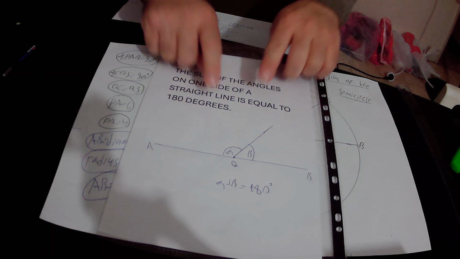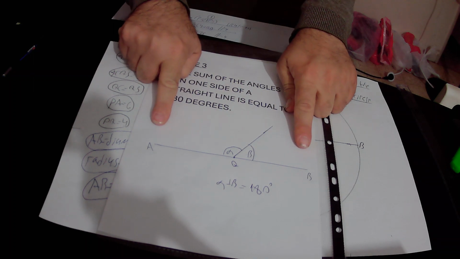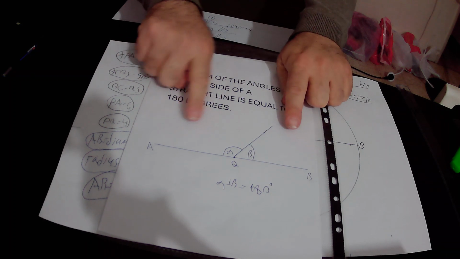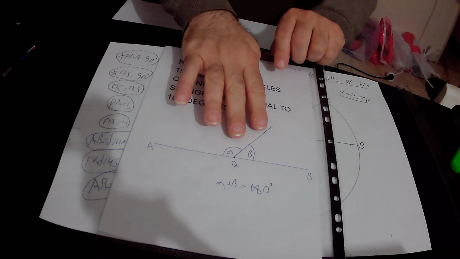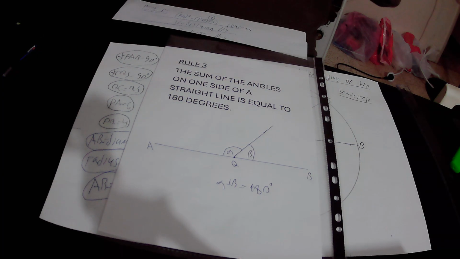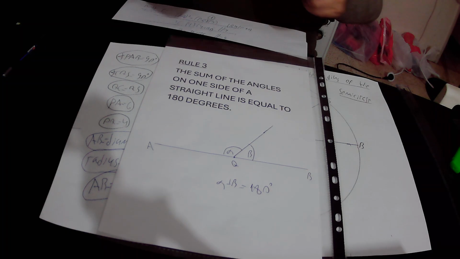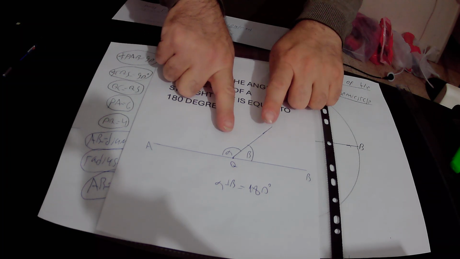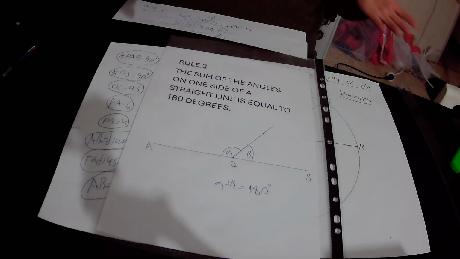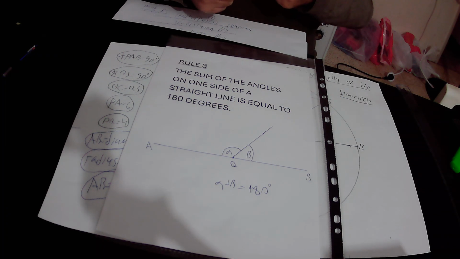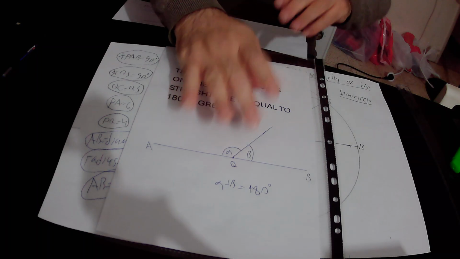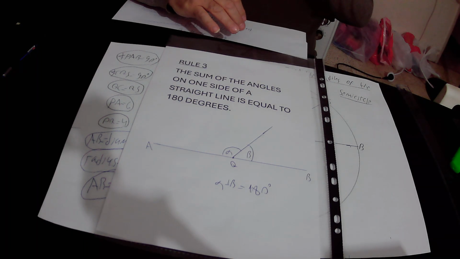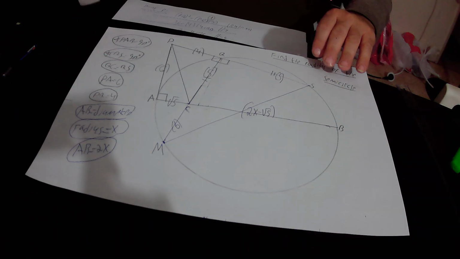In the drawing we have the straight line AB. So if we focus on the upper side of the straight line AB at point Q, here the sum of the angles must be equal to 180 degrees according to rule number 3. So which angles do we have at the upper side of AB at point Q? We have angle alpha and beta. So according to rule number 3, alpha plus beta must be equal to 180 degrees.